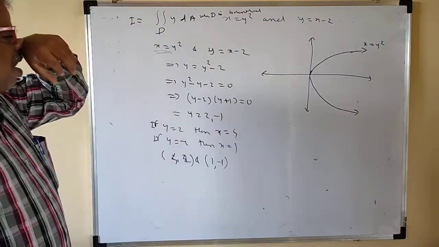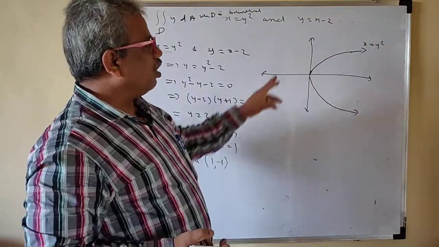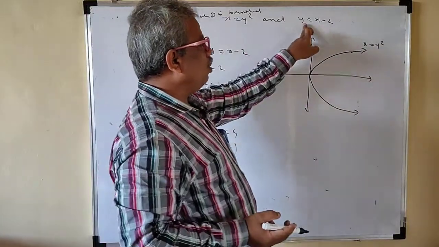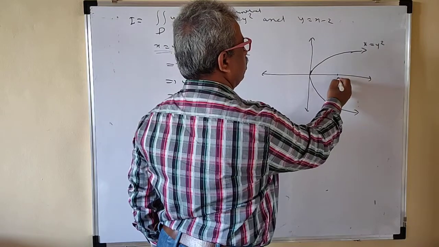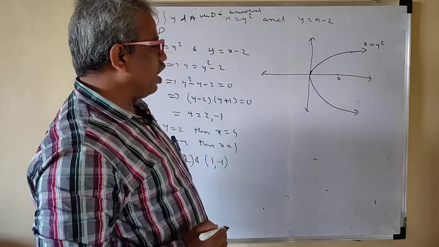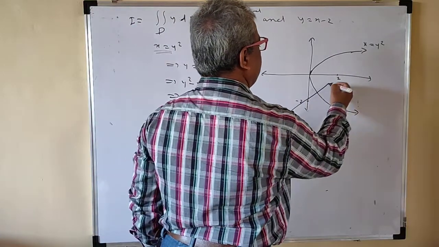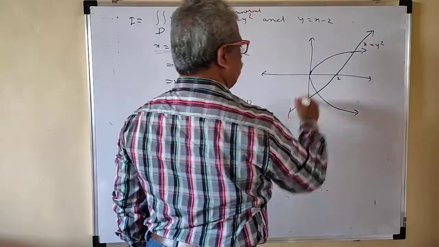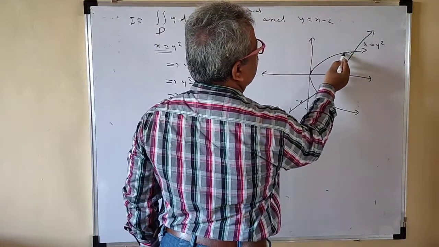Now you have to draw the line y is equal to x minus 2. How to draw the line? We'll put y is equal to 0. If y is equal to 0, then x is equal to 2, so your 2 is here somewhere. Now if you put x is equal to 0, then y is minus 2, so minus 2 is somewhere here. Now we have to join this line, draw the straight line. Now this will be your region.